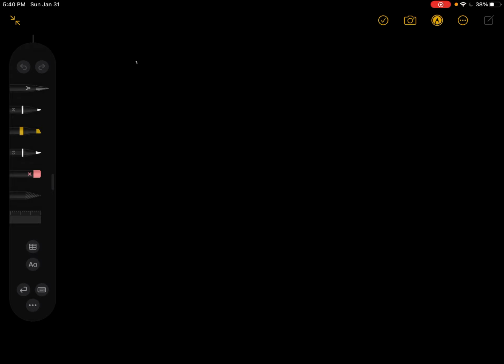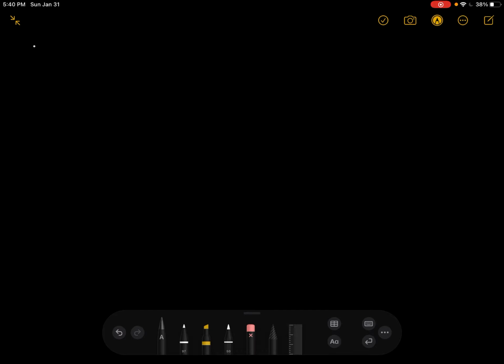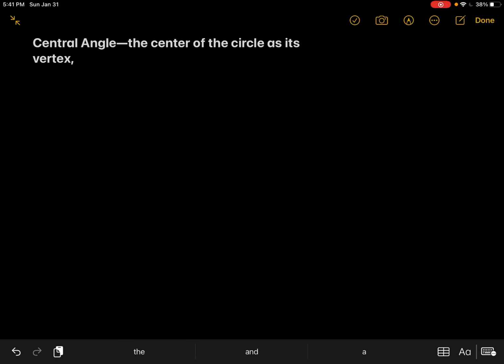So a little bit of vocab to start, and I feel like sometimes my handwriting is not the best, so let's try this with a little bit of typing here. We'll mix the two together. So the first vocab word is central angle. And the definition of our central angle is it has the center of the circle as its vertex, and its sides contain 2 points on the circle itself.